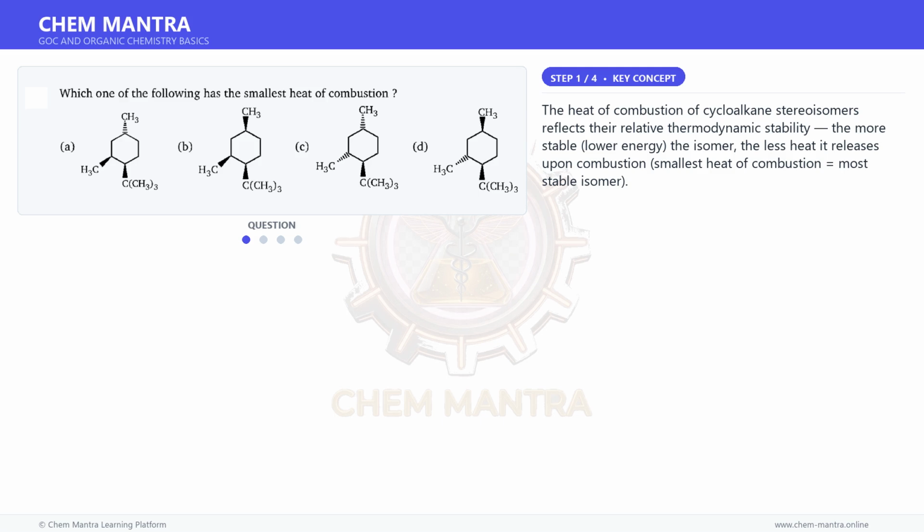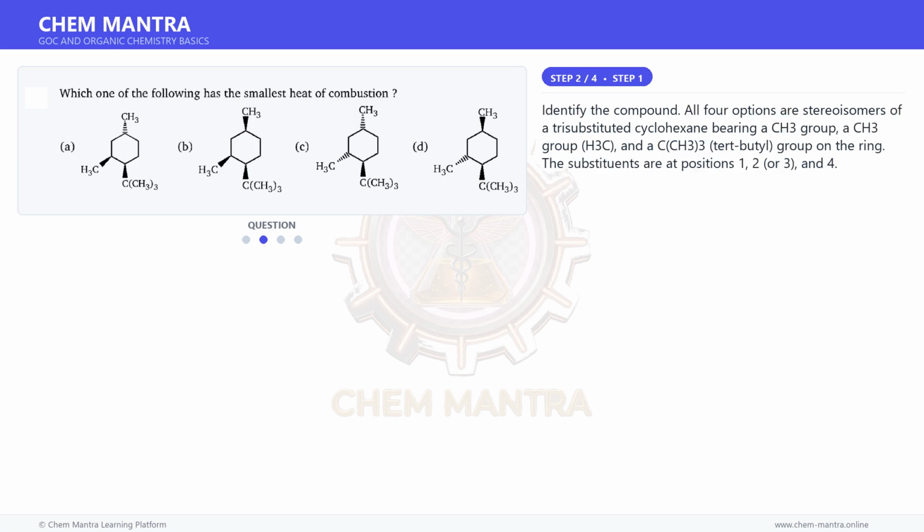The heat of combustion of cycloalkane stereoisomers reflects their relative thermodynamic stability. The more stable, lower energy the isomer, the less heat it releases upon combustion. Smallest heat of combustion is equal to most stable isomer. Moving on to the next step.